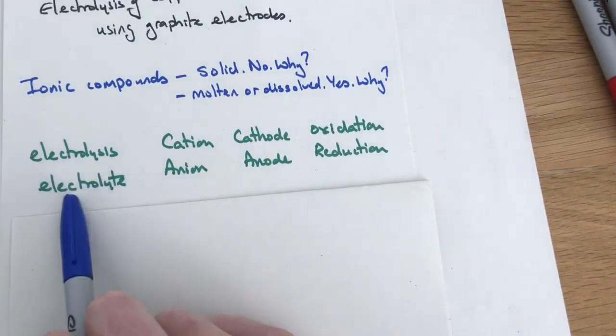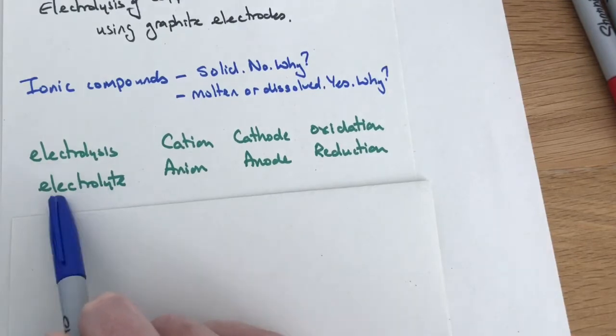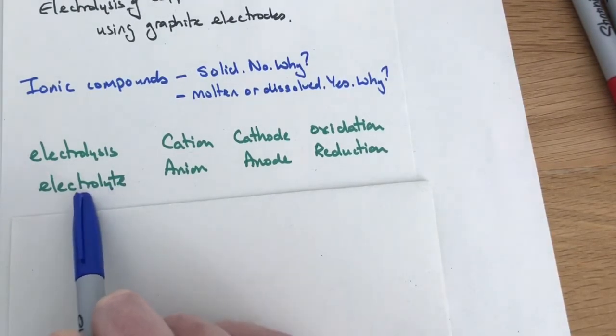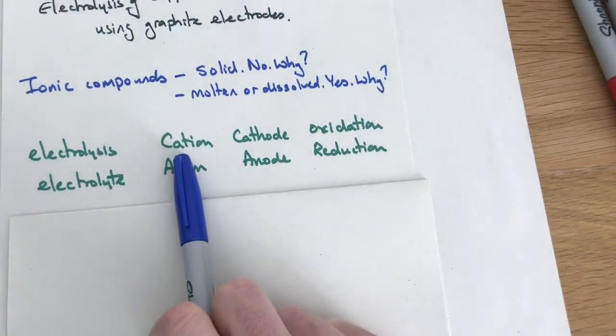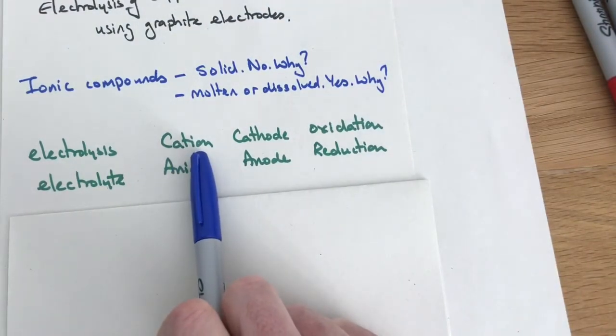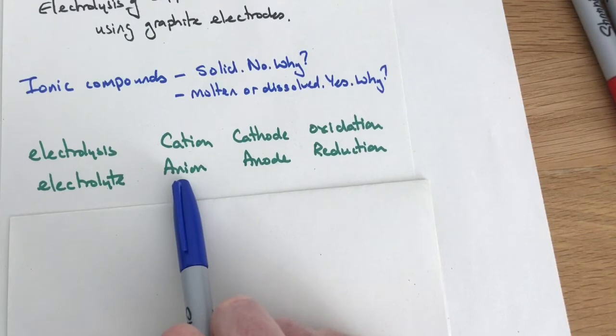Electrolyte literally means loose charges, so this is where we take an ionic compound and heat it up or dissolve it so the ions are free, loose to move. Cations: cats and positive, I love them. They are the positive ions. Anions: an N in there for negative ions.